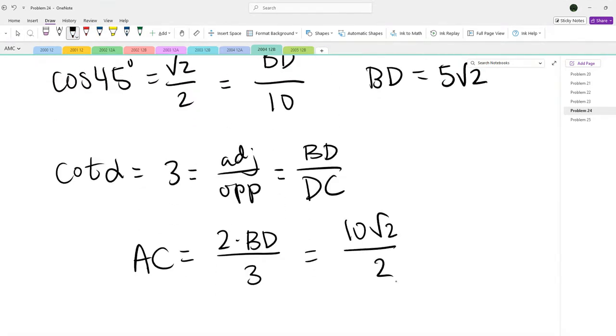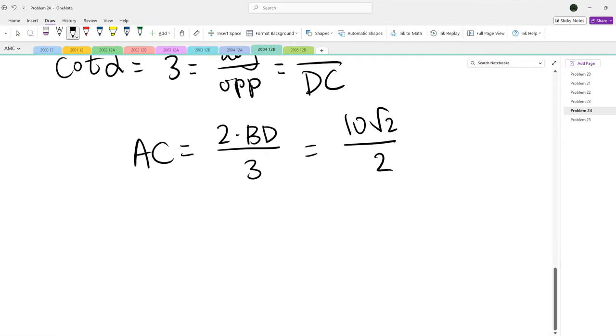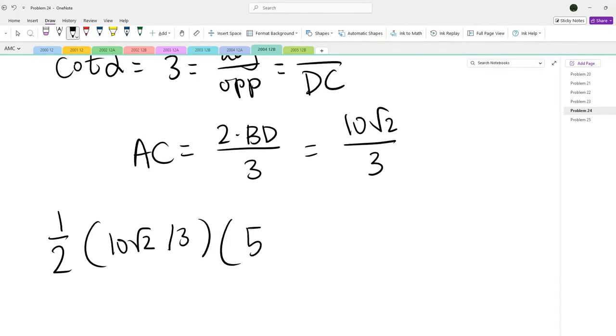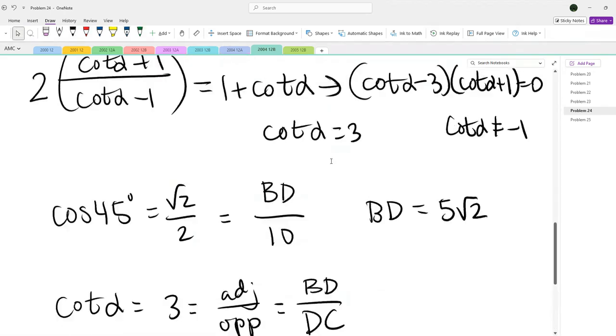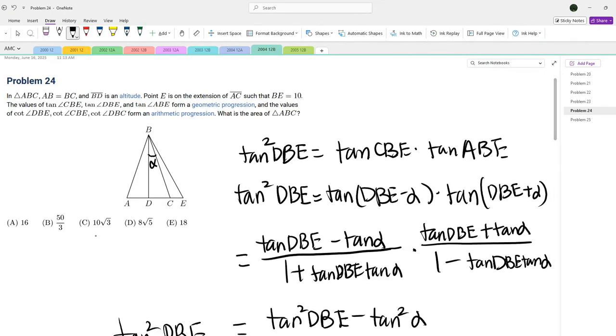So then the area is 1 half times AC times BD, which is 1 half times 10 root 2 over 3 times 5 root 2, which is equal to 50 over 3, which gives us the answer choice of B.